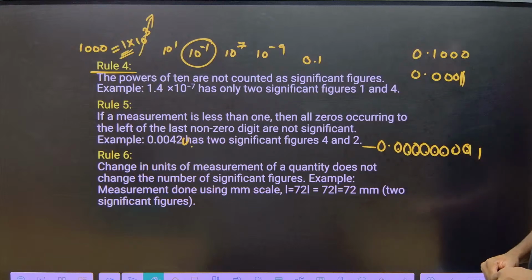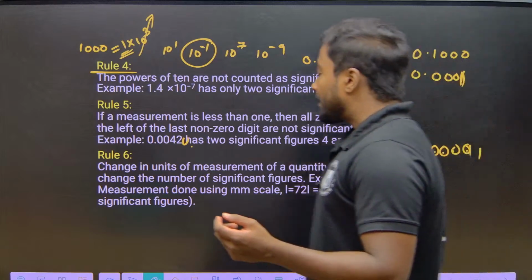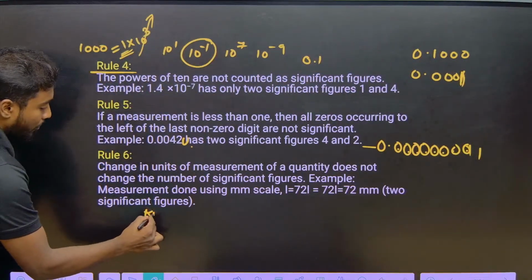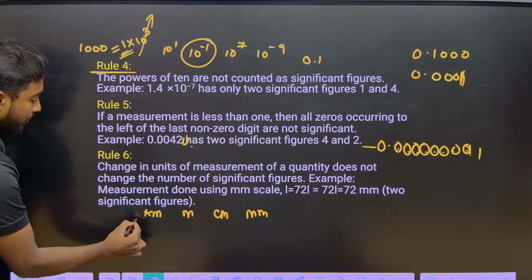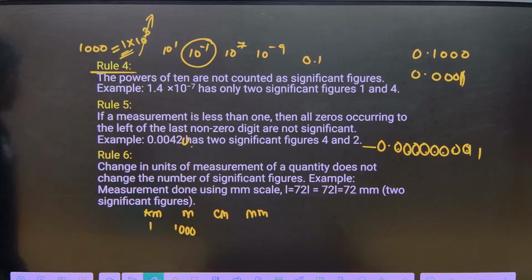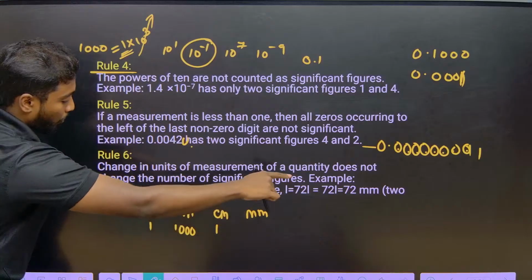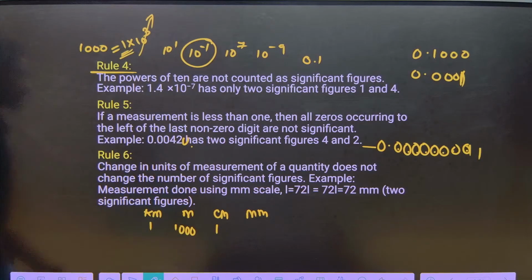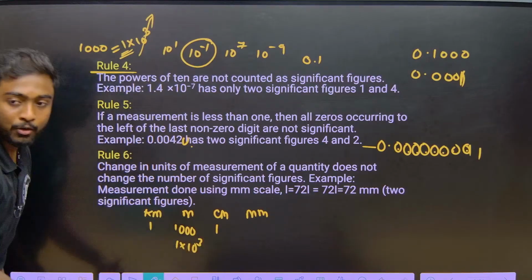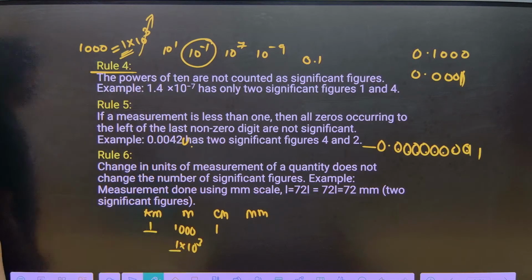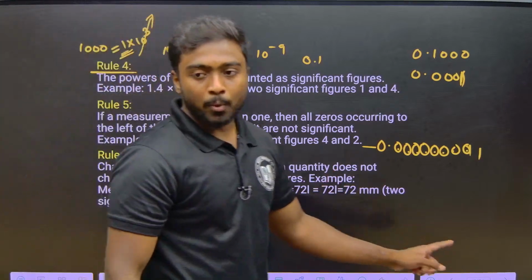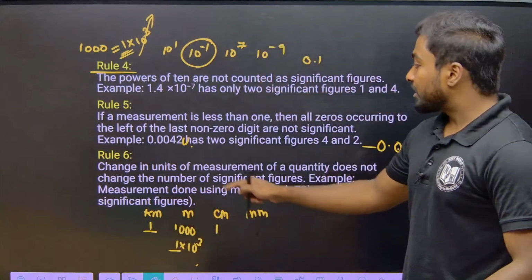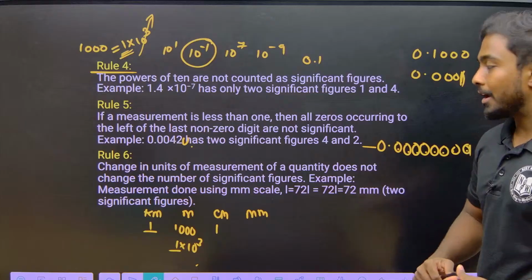Rule number 6, change in units of measurement of a quantity does not change the number of significant figures. So if I take kilometer, meter, centimeter, millimeter, 1 kilometer is nothing but 1000 meter, and 1 into 10 power 3 I can write, no? So how many significant here? 1 significant. Here 1 significant. So if I convert to centimeter, again 1. If I convert to millimeter, 1. So the change in units doesn't change the significant values.